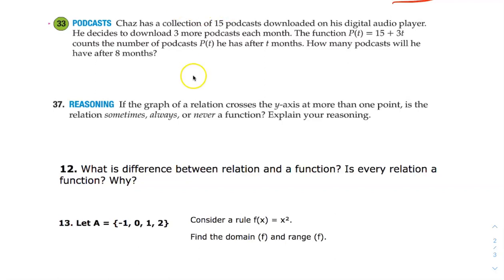So here's the thing about this: with p of t, you have to know what each variable means. The number of podcasts is p of t, so that's how many podcasts he has. And t is months. So in this equation, we have number of podcasts and months.